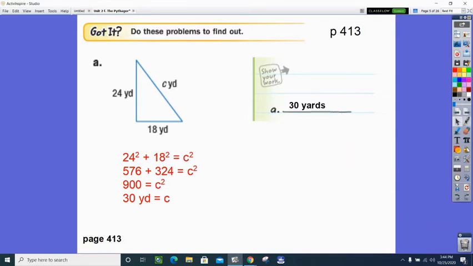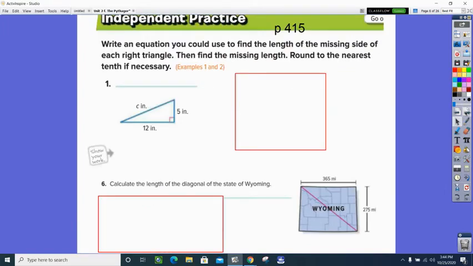Okay, are you ready to try a couple on your own? Okay, so on page 415, independent practice, we're going to try number 1, and then you can come back when you have the answer, and then we'll try number 6 in a second. Okay, let's see how you did.